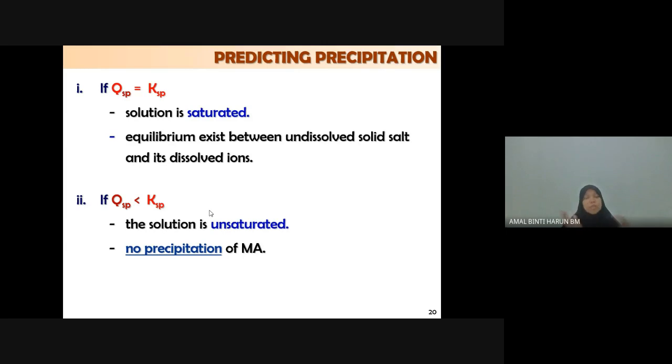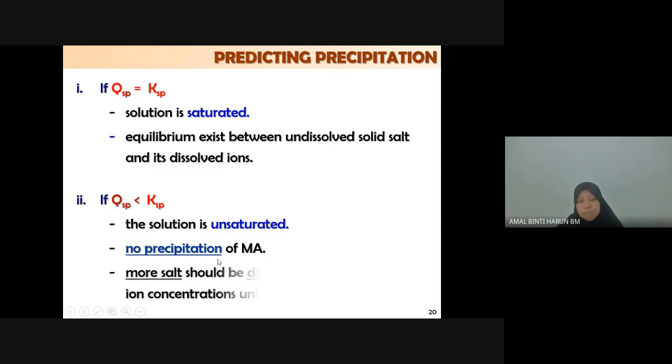Okay, so it shifts to the right because banyak sangat garam yang ada dan kita nak ceraikan garam tu. So menghasilkan ion, means concentration of ion kurang. So that's why it shifts to the right. So ada precipitate tak? Tak ada.